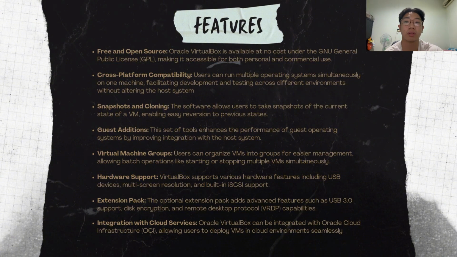The next one is virtual machine groups. Users can organize VMs into groups for easier management, allowing batch operations like starting or stopping multiple VMs simultaneously. Hardware support: VirtualBox supports various hardware features including USB devices, multi-screen resolution, and built-in iSCSI support. The next one is the extension pack. The optional extension pack adds advanced features such as USB 3.0 support, disk encryption, and remote desktop protocol. Integration with cloud service: Oracle VirtualBox can be integrated with Oracle Cloud Infrastructure, allowing users to deploy VMs in a cloud environment seamlessly.